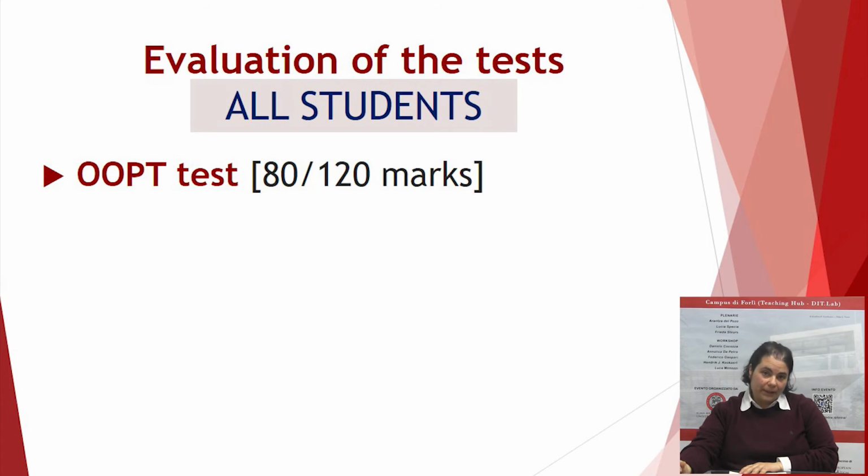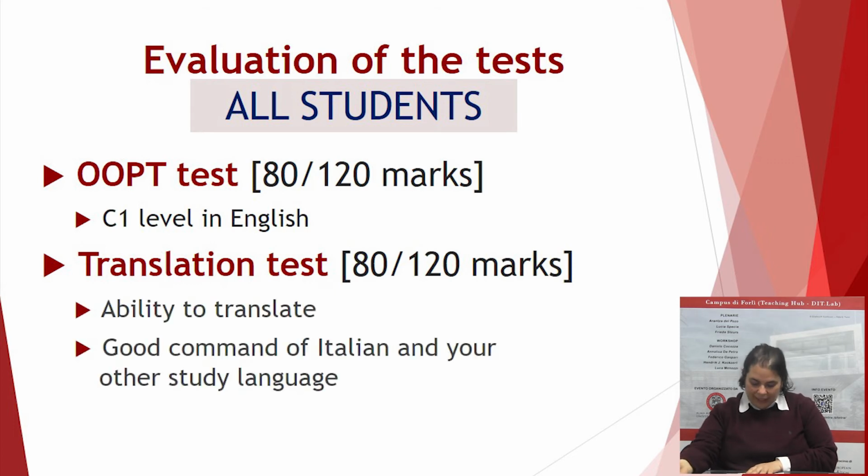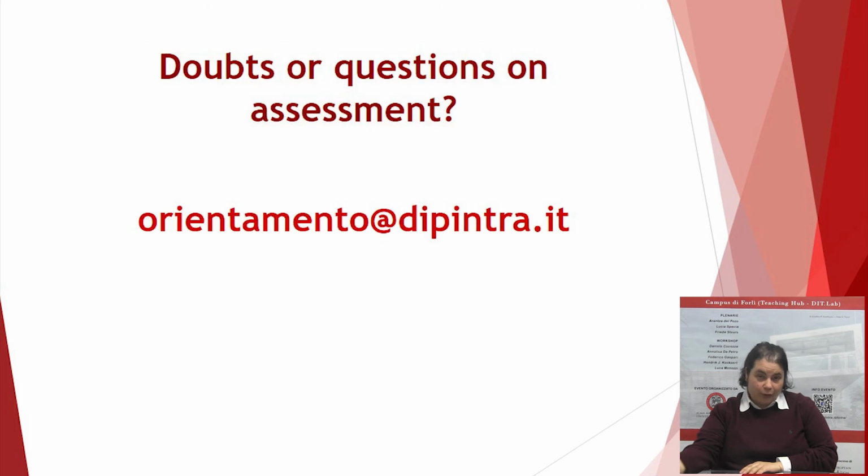Your score for the OOPT test will be calculated by the system itself. A minimum of 80 marks is needed to pass because that corresponds to C1 level. The translation test will also be evaluated out of 120 marks, and 80 is the minimum to pass. Now, the criteria for evaluation of the translation test. We'll be looking at your scripts in order to see if you've been able to render the content of the source text adequately in the target language, and we'll also evaluate the grammatical and lexical accuracy of the target text and the adequacy of your translation strategies. Of course, if you have any questions concerning assessment, please get in touch with us.